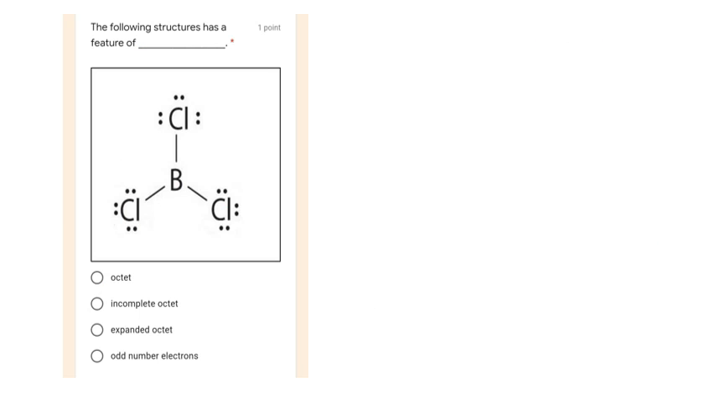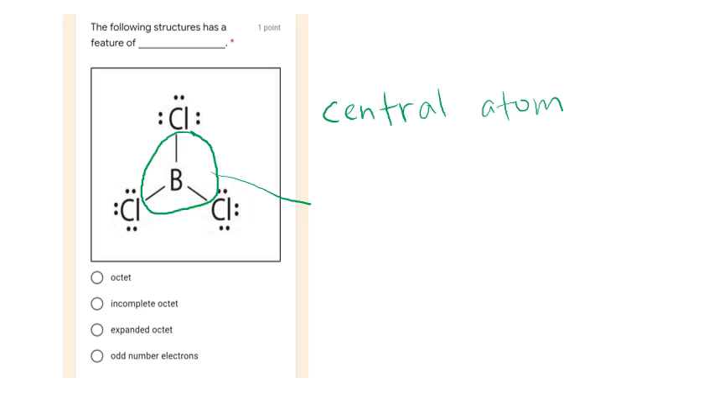Question number 6. Basically, we want to check whether the compound obeys the octet rule or not. When we want to check this, we always focus on the central atom. In this case, the central atom is boron. When we count the number of electrons surrounding the boron, there are only 6 electrons. So the answer is incomplete octet.